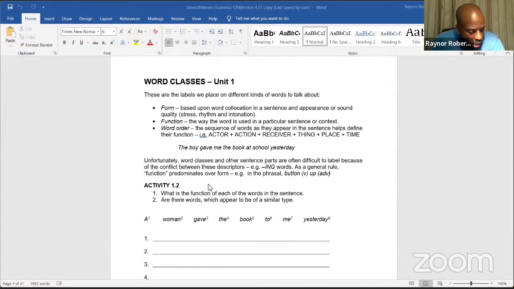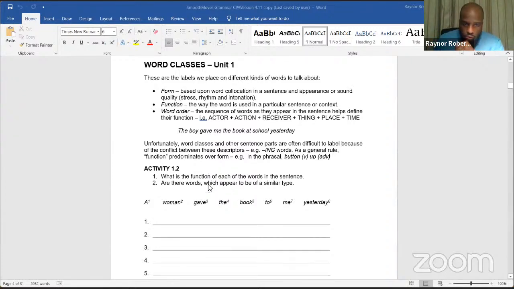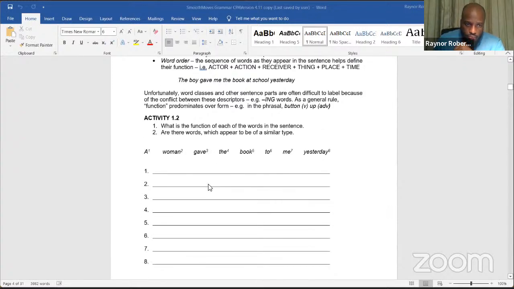All right. Let's look at the sentence. A woman gave the book to me. A woman gave the book to me. I'll give you 5 minutes. For one, you have a piece of paper, right? So just mark the paper 1 through 8. All right. And tell me the function of every word in that sentence from 1 to 8.